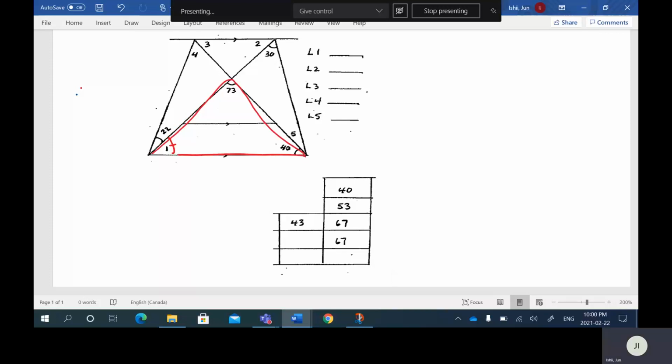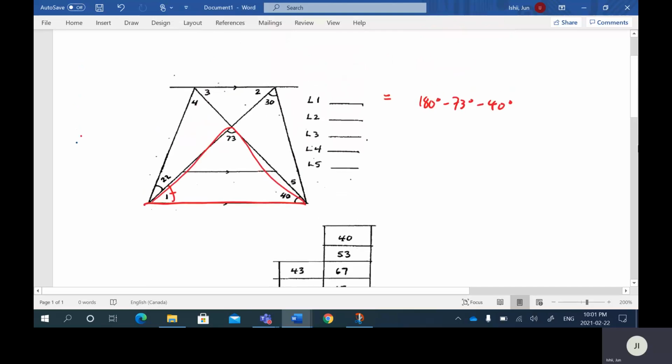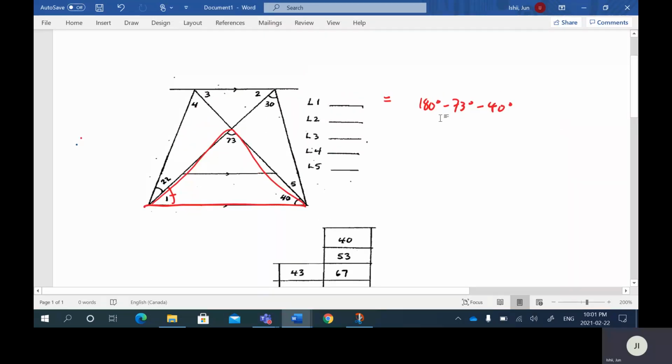So you can see this triangle here. Angles in a triangle add to 180. Okay, so if I take 180 and subtract 73, subtract 40 degrees, this should give me angle 1. I'm going to attempt to do that in my head here. 180 minus 73 is 107. Minus 40 is 67 degrees.